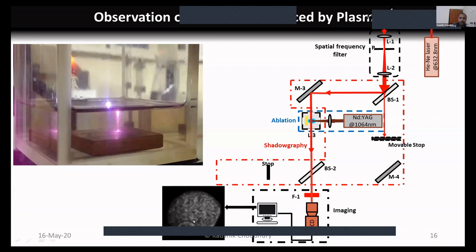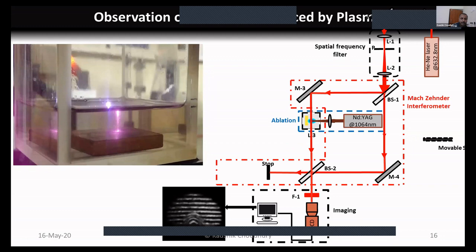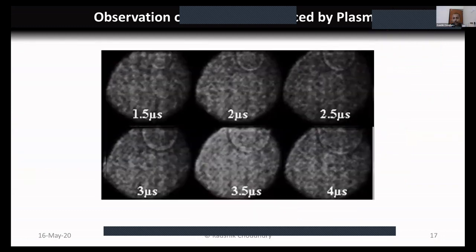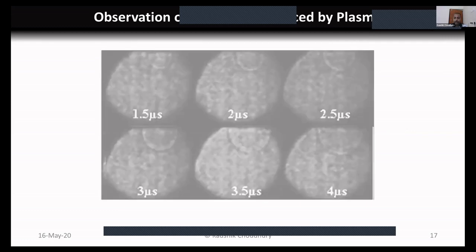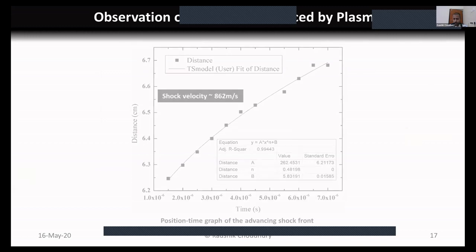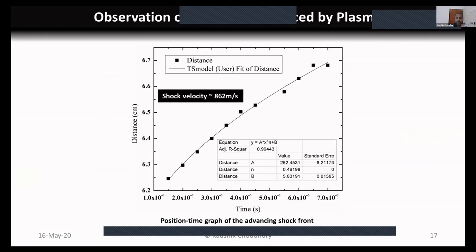And if we let the two beams interfere, we get an interference pattern. Now, these are different distances of the propagation of shock. You can see a clear hemispherical shock front at different times, starting from 1.5 microseconds to 4 microseconds. Now, a simple technique of shadowgraphy can tell you about the speed of the shock, which in turn can help you find out the pressure in the medium or the temperature of the shock front, things like that.